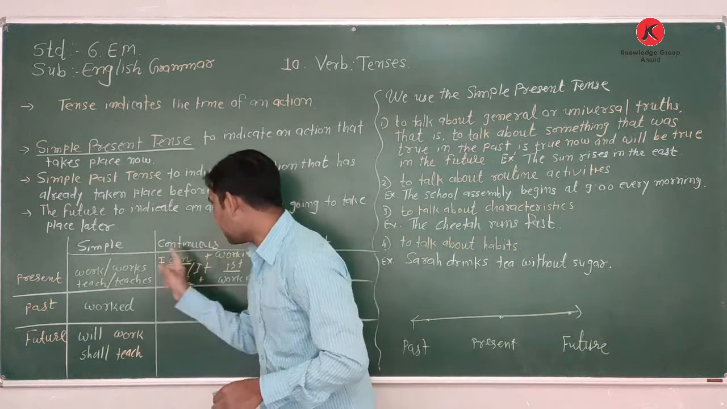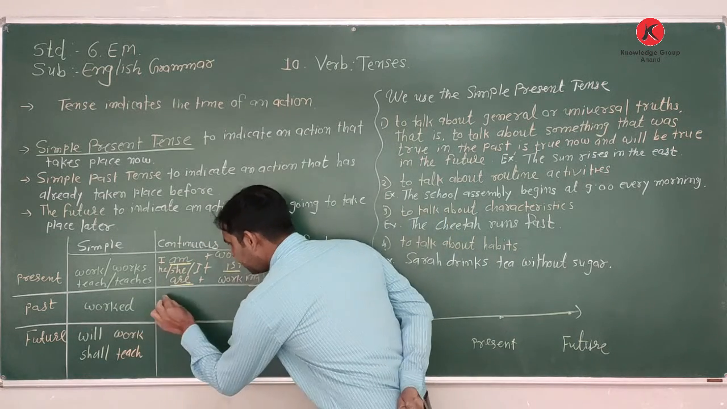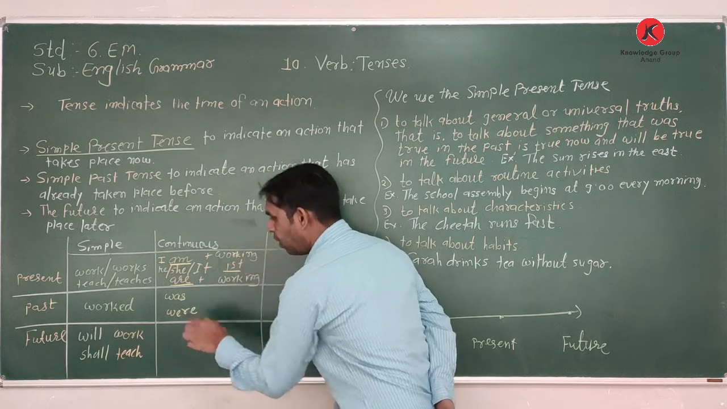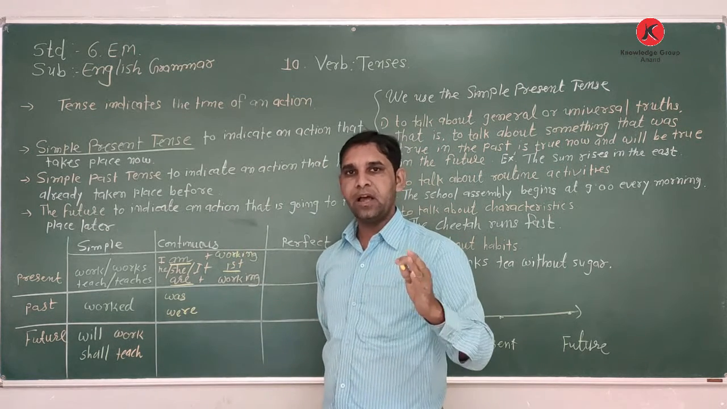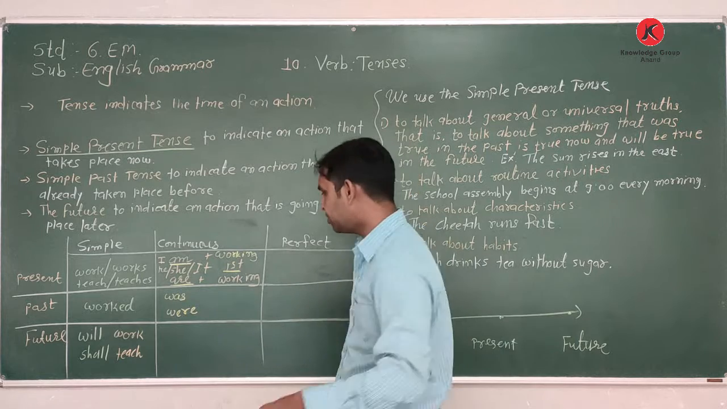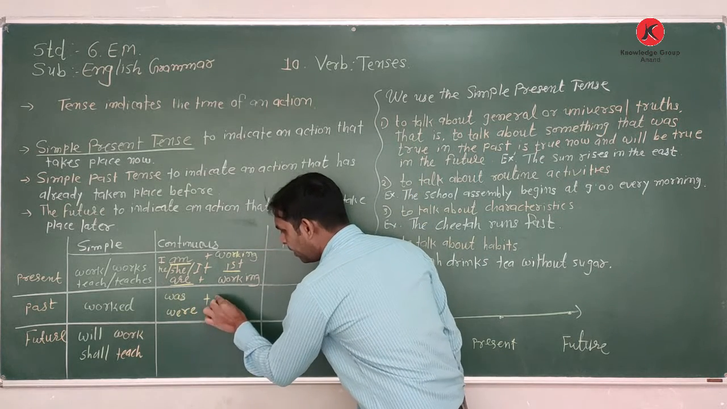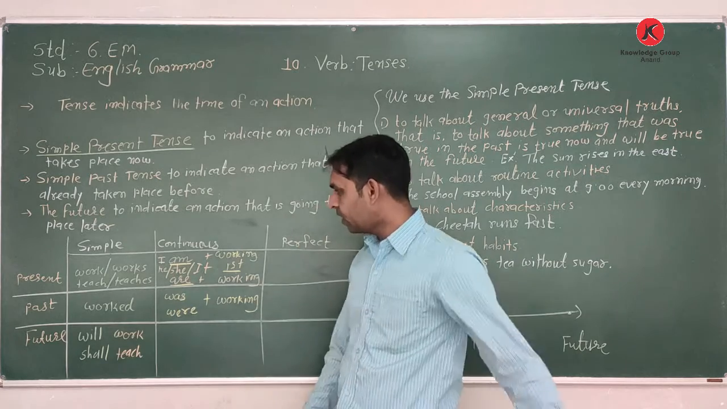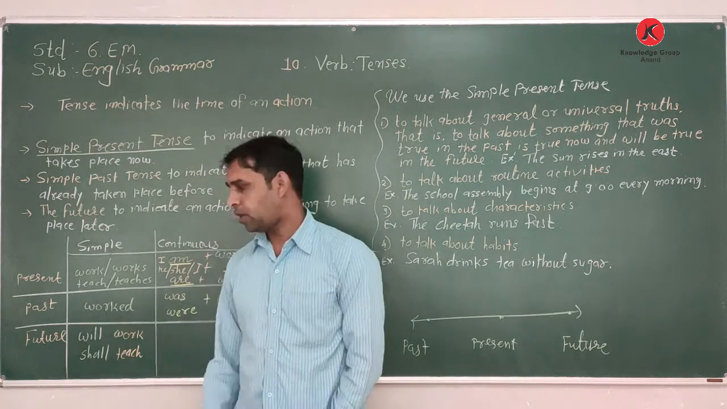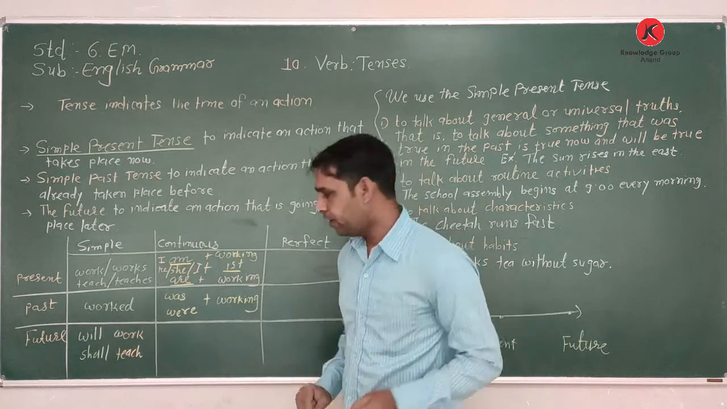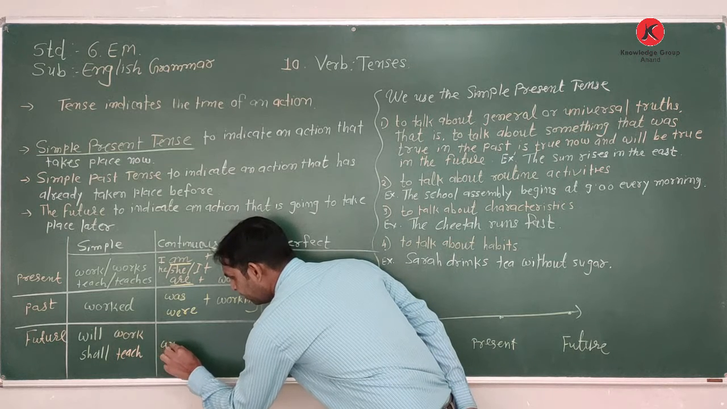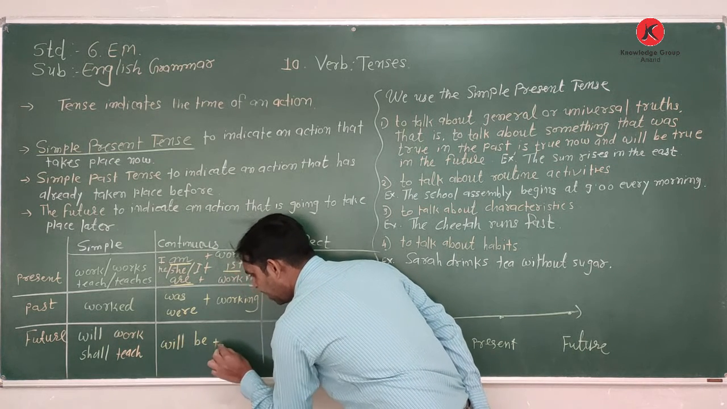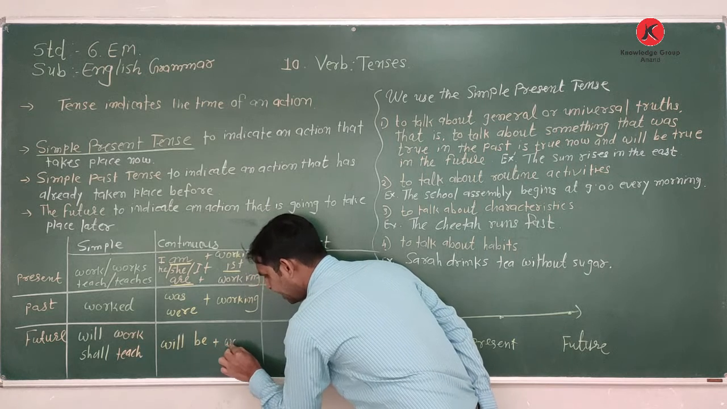If we use past continuous, we use was and were. Was is used with I and with the third person singular, he, she, it. Plus we use the verb with ing. And then future continuous: we use will be, shall be, plus verb with ing.